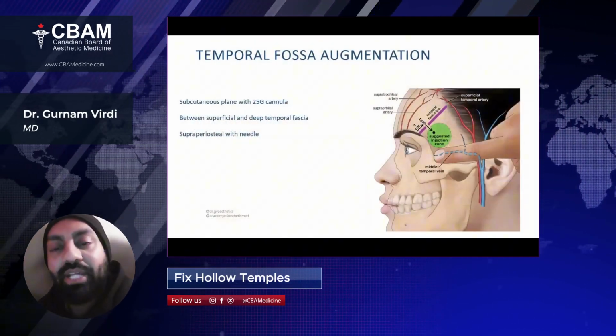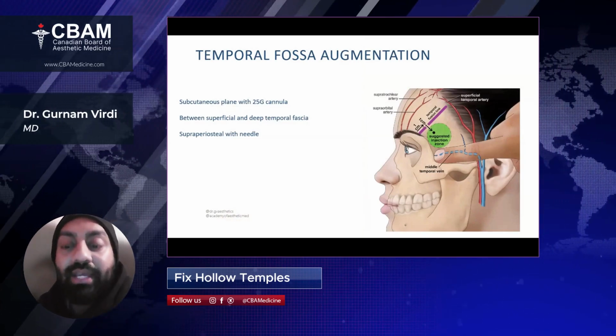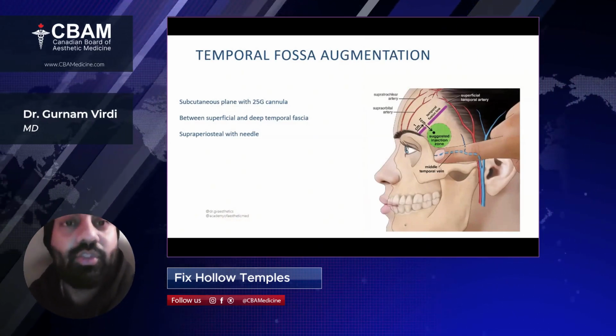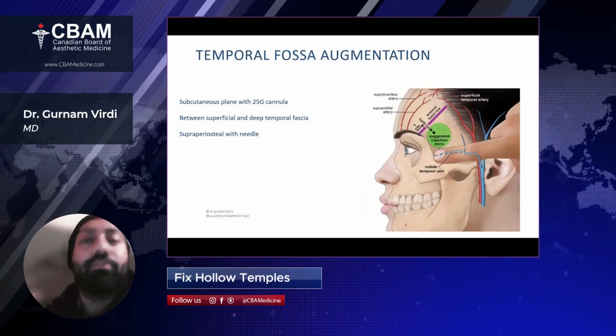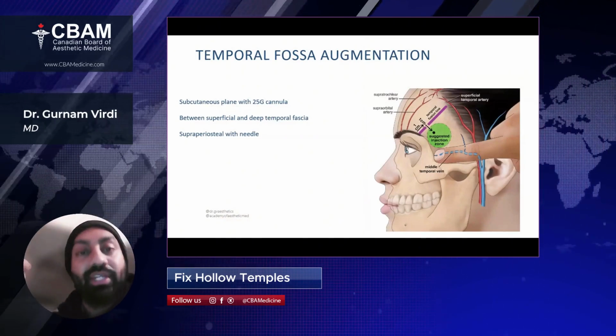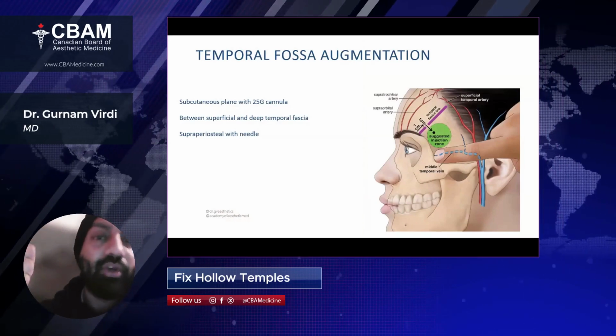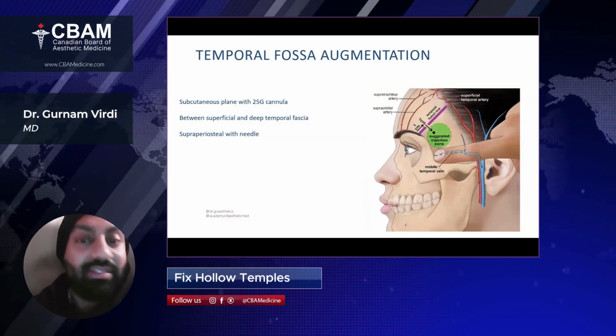So one way of injecting this region is, some of you may have heard of the Swift point as well, which is finding the temporal fusion line. You go one up, one across, and use the needle straight onto the periosteum. That's a very effective way of injecting.